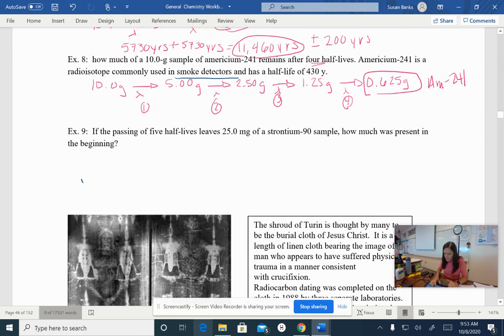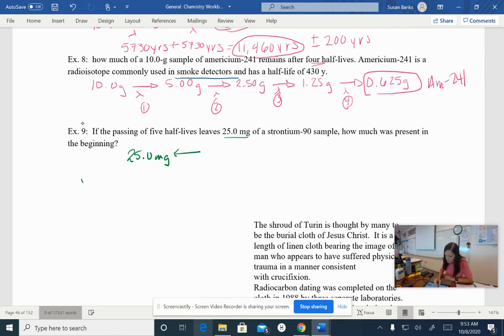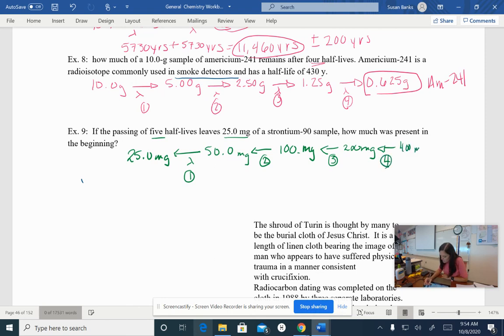If the passing of 5 half-lives leaves 25 milligrams of strontium-90, how much was present at the beginning? Let's do the reverse. If I have 25 milligrams, going back one half-life, I would have had 50 milligrams. Going back another half-life, 50 times 2 is 100 milligrams. That gives me 2 half-lives. I want 5, so let's keep going. Twice 100 is 200 milligrams. But I want 5, so I need another half-life. Twice 200 is 400 milligrams, but I want to go even more. So here's my 5th half-life. I would have started with 800 milligrams.